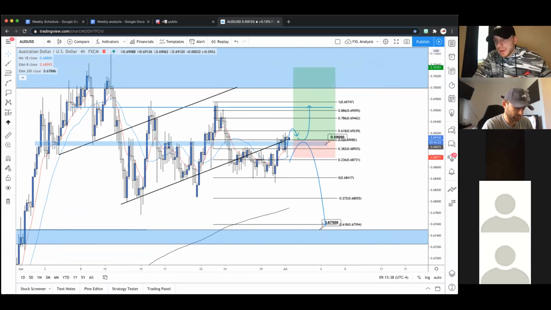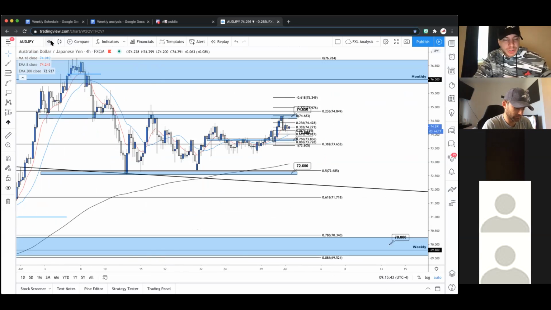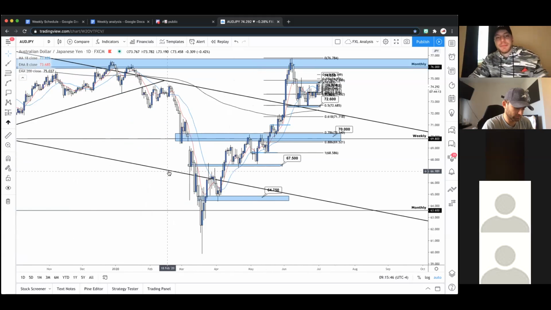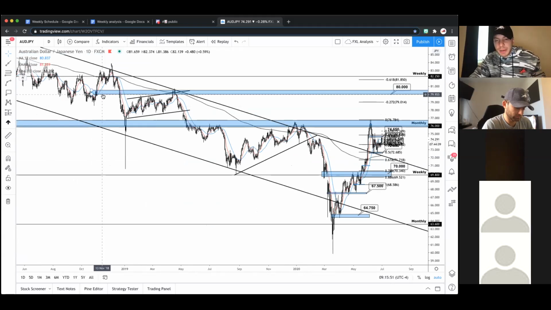All right, let's move on to AJ, which was a really great trade yesterday, and it's actually setting up pretty nicely right now, and we'll go over that in a second. So real quick, go to the daily time frame. Has anything changed? Are we still bearish?